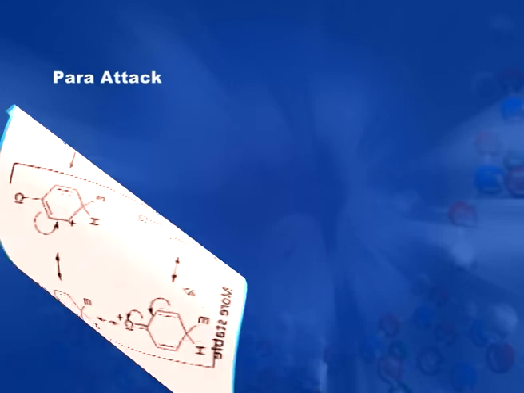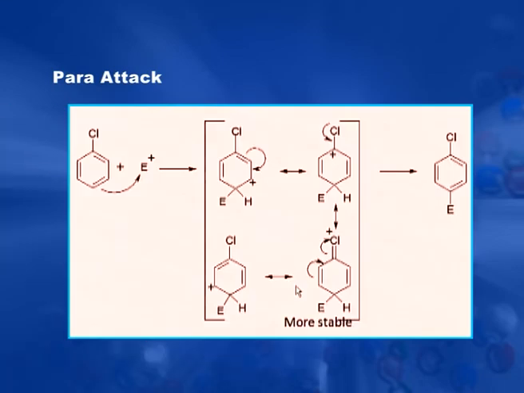Now, in para attack again we get this extra stable resonating structure, because here again the positive charge is on the carbon next to chlorine, which is in conjugation with the lone pair present on chlorine. So, due to this there is an extra stable resonating structure, and the contribution towards resonance is more.